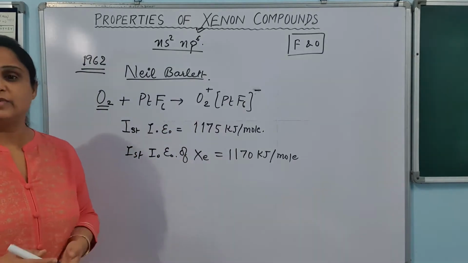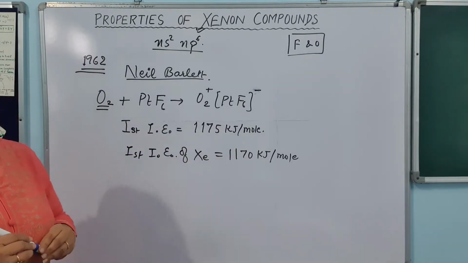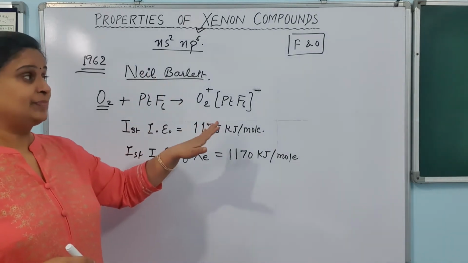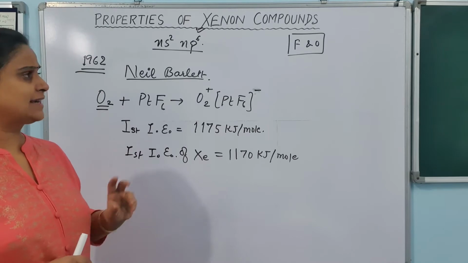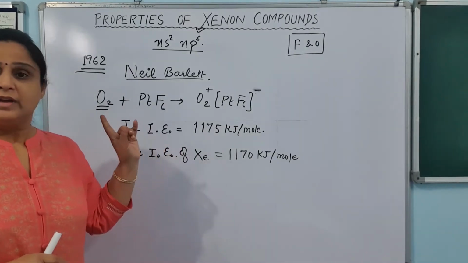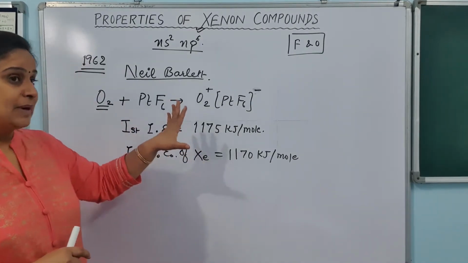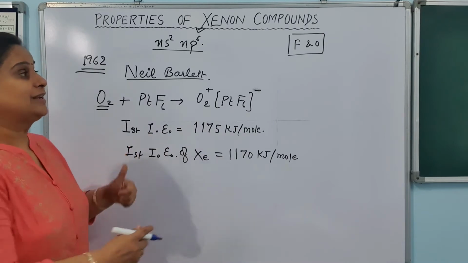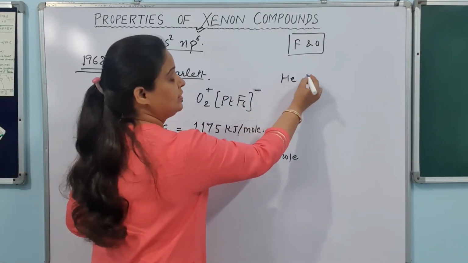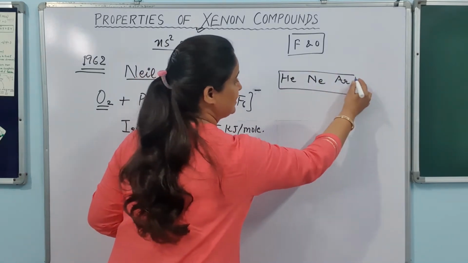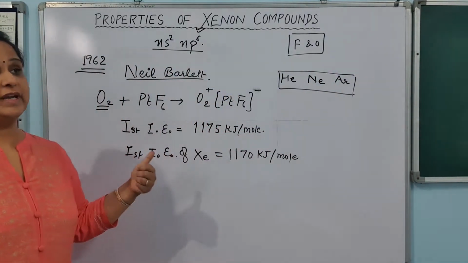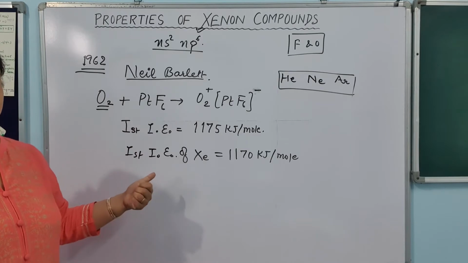So let us start one by one. What types of compounds are formed by xenon, and we will be discussing the properties of the compounds. Second important thing here is that compounds of xenon are found, but no compounds of helium, neon and argon are found till date. No compounds of these were found, so they don't form any compound.